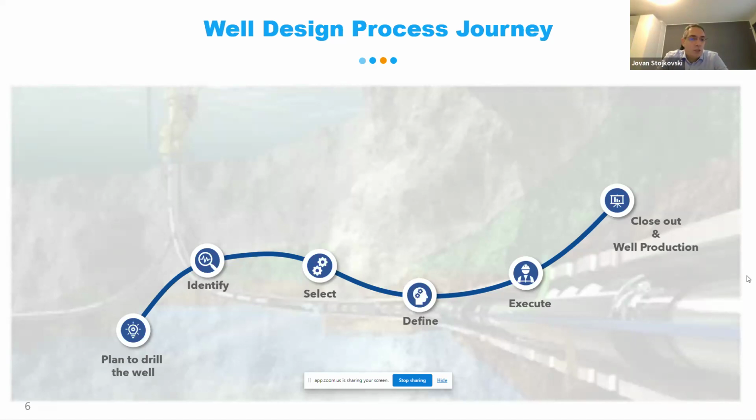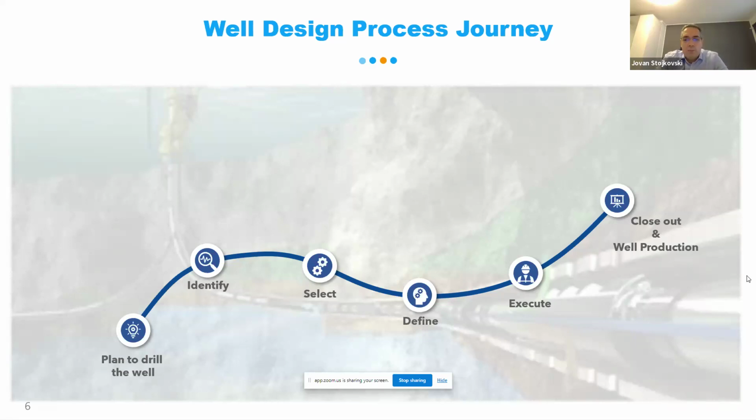So as I mentioned earlier, we have the process of drilling a new well from the beginning to the end, which looks basically, I think, in 99% of the companies like this. We have the plan to drill the well, we have identify phase, select phase, define, and execute our work. And in the end, we need to hand over our product to the asset production as a final stakeholder and leave them to produce the well.